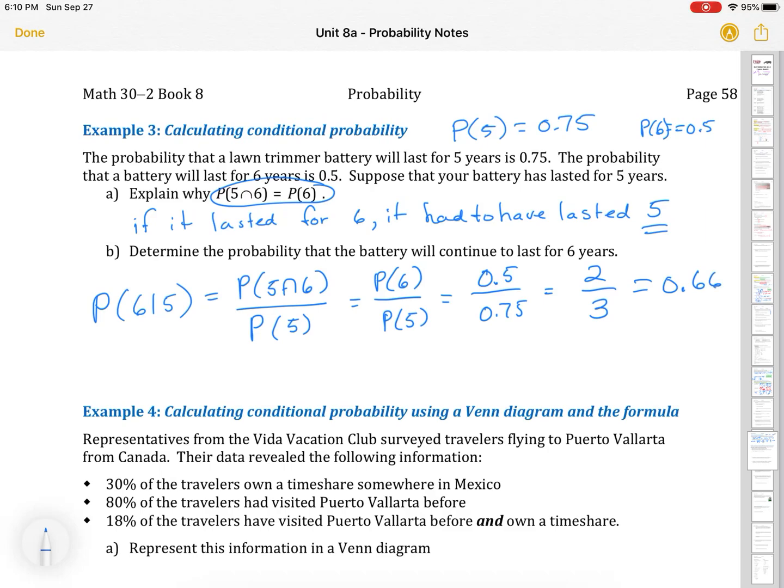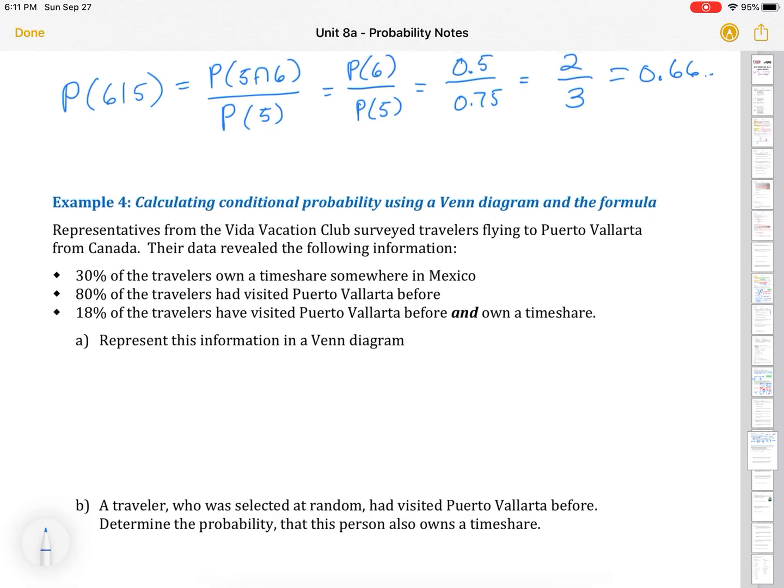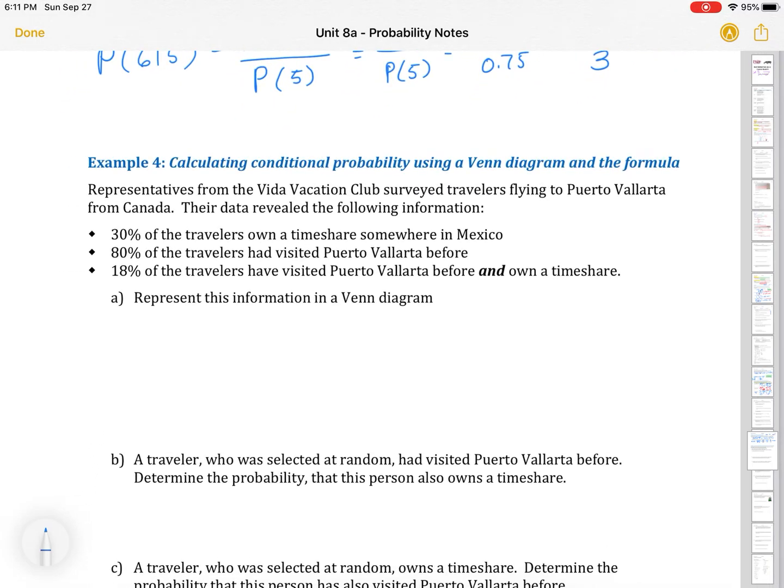If you divide it, you're going to get 0.66 repeating, right? But it's easy enough to just put it in a fraction. So it's just understanding that if it's lasted 6 years, it lasted 5 years as well. So that's kind of a tricky thing. I've never seen a question like that before, so that's a good thing.